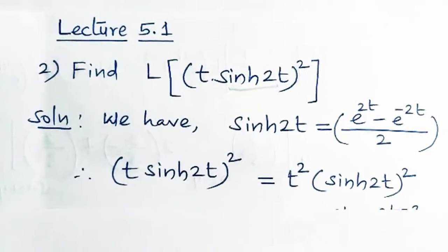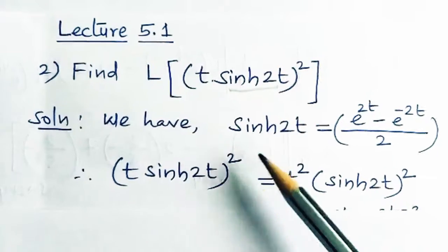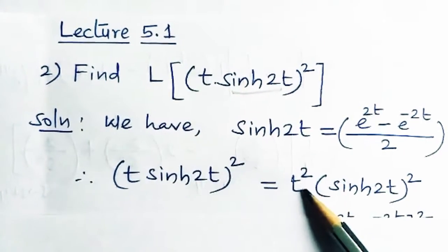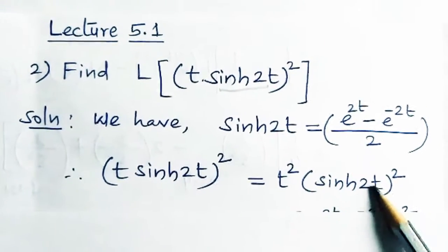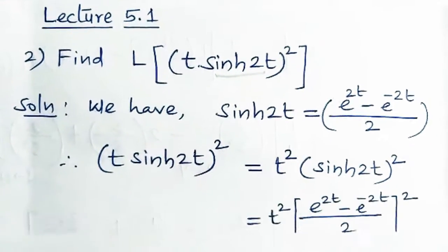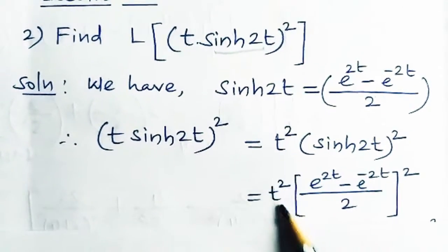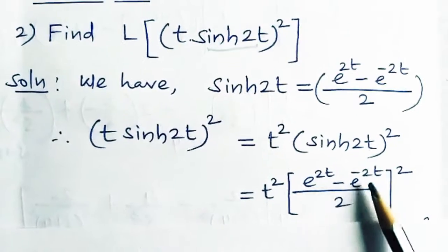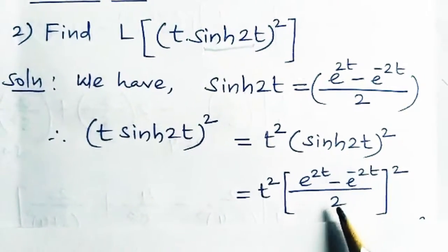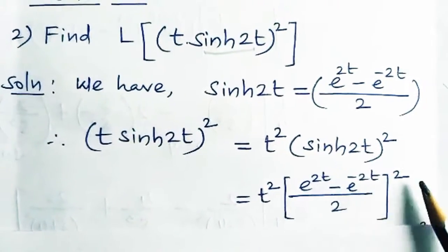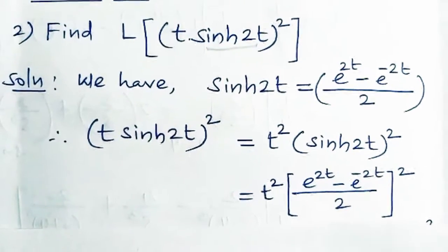That is, t sine h of 2t whole square can be expressed as t square sine h of 2t whole square. And what is sine h of 2t? t square will remain as usual. e raised to 2t minus e to the power of minus 2t divided by 2, the entire expression raised to 2. Next.